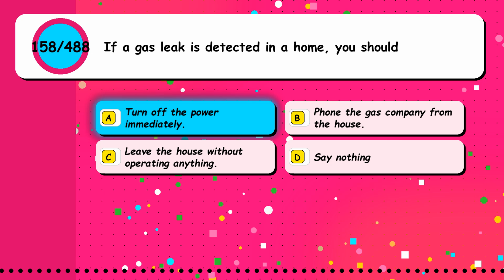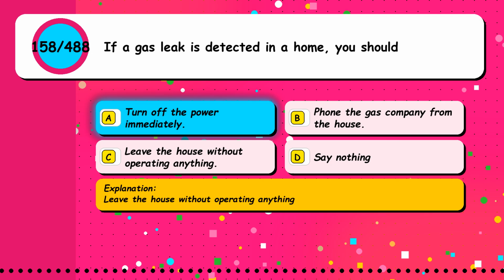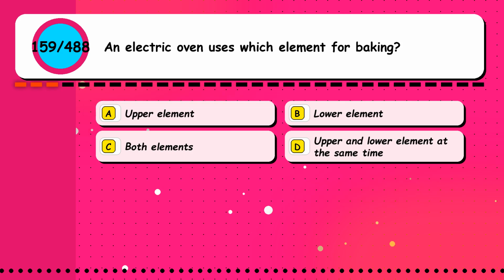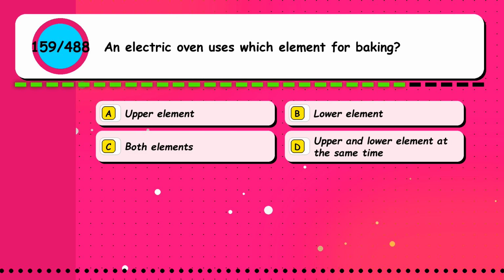The correct answer is option A, turn off the power immediately. Leave the house without operating anything. Question 159. An electric oven uses which element for baking? Option A, upper element. Option B, lower element. Option C, both elements. Option D, upper and lower element at the same time.